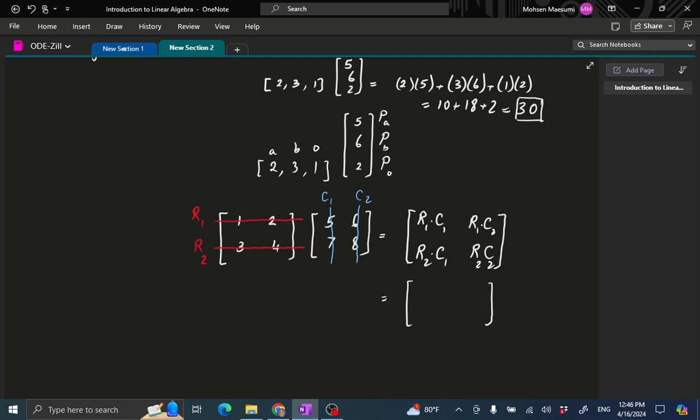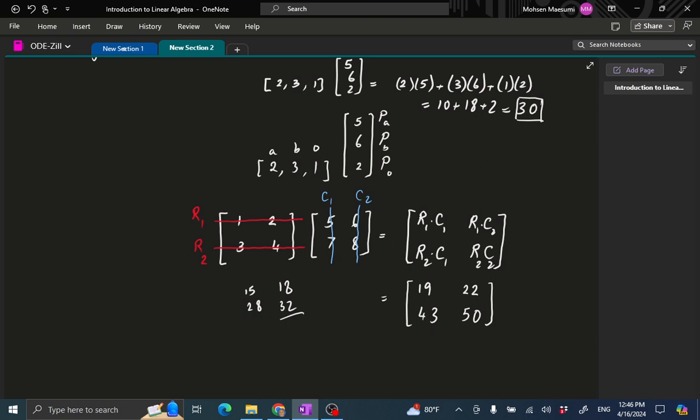and then come back. So I'll have 1 times 5, 2 times 4, added up 5 and 14, so I'll have 19 here. 6 and 16, so I'll have 22 here. 3 times 5, that is 15. 4 times 7, that is 28. So I have 43 here. 3 times 6, that's 18. 4 times 8, that is 32. And then I have 50 here, and so on.